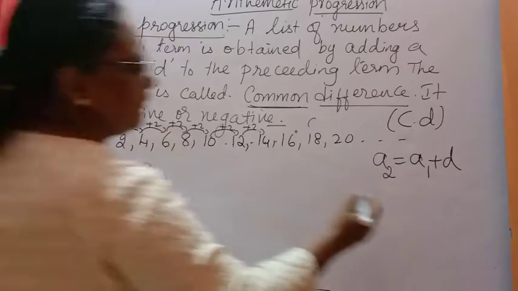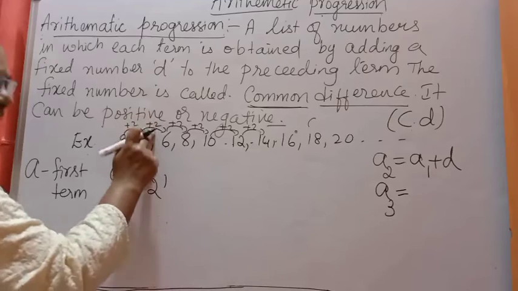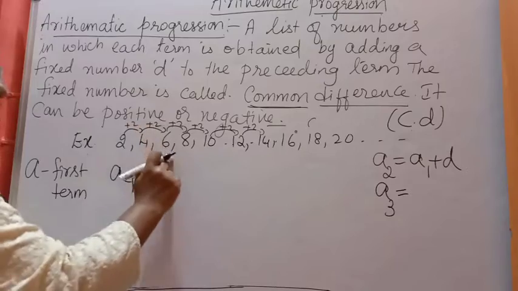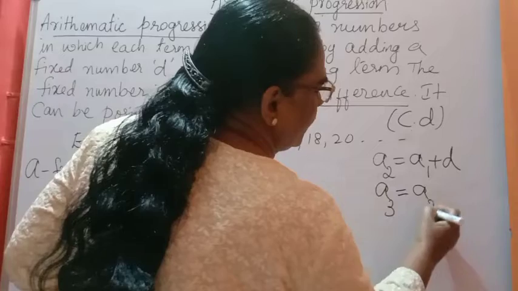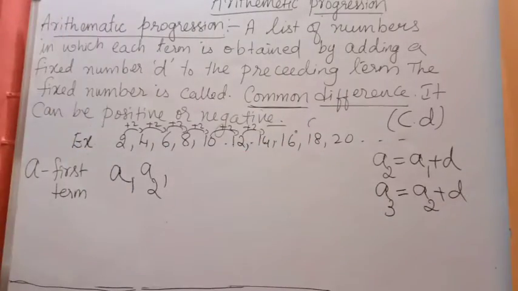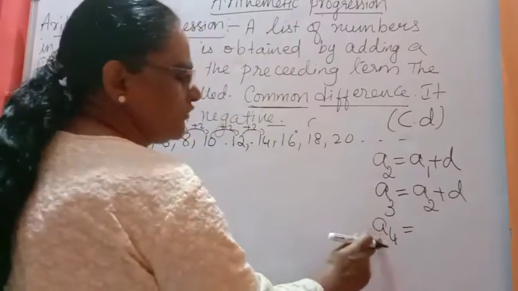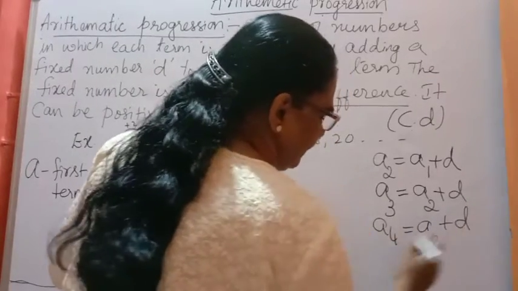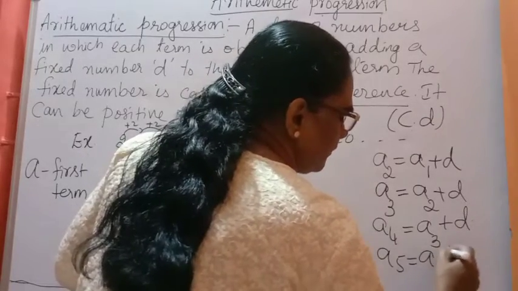Now I want the next term, A3. What do I have to do? To A2, I have to add the difference. If I add this difference to A2, I will get the next term A3. So A3 is nothing but A2 plus d. Similarly, you can write A4 is equal to the previous term, A3, plus d. A5, the next term, is the previous term A4 plus d.